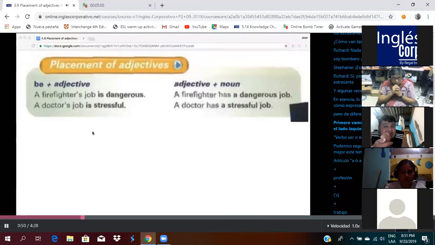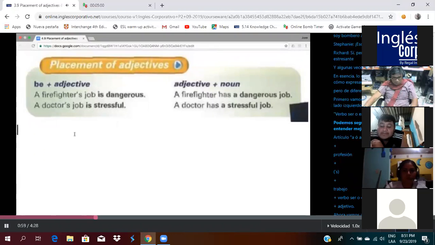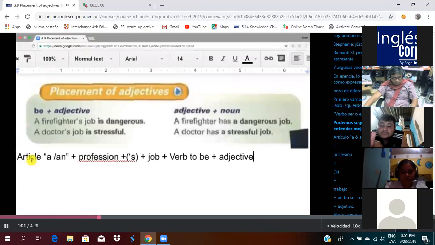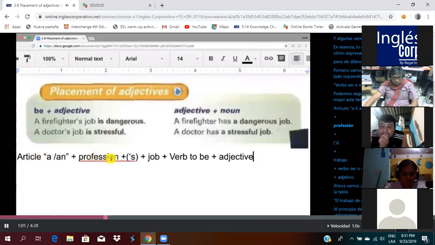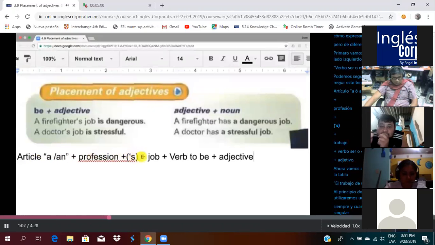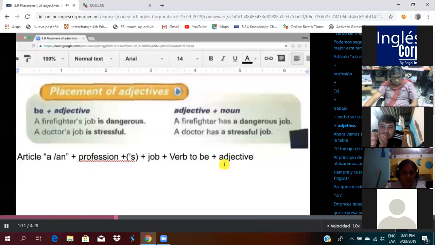In essence, what we want to learn is how to express the same thing, but in different ways. First, let's analyze the examples on the left-hand side of this chart, be plus adjective. We can follow this formula to better understand this topic. Article, a or an, plus profession, plus apostrophe s, plus job, plus verb to be, plus adjective.